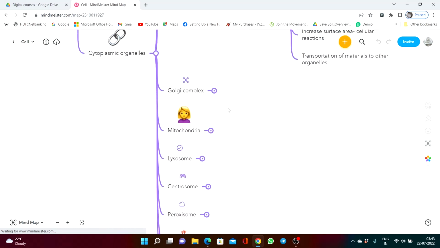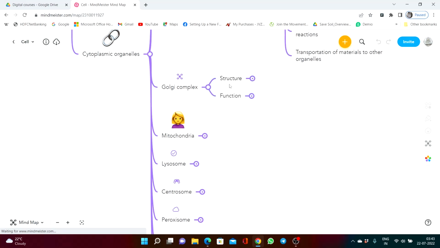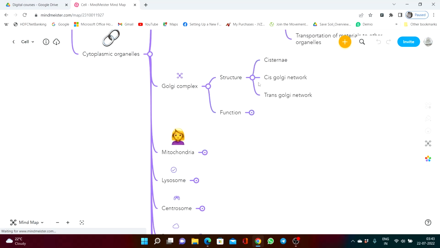Coming to the other component, the Golgi complex, an important component. The structure of the Golgi complex has stacked cisternae. The part of the Golgi complex facing the nucleus is called the cis phase, and the other part facing the cell membrane is the trans phase.